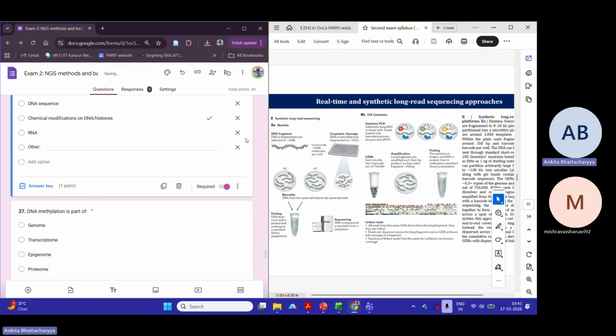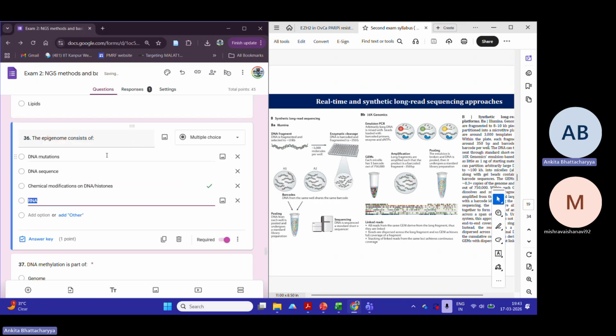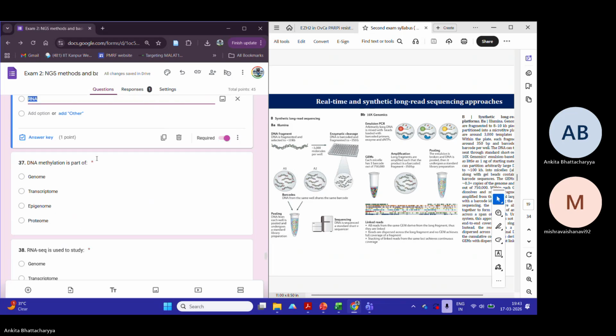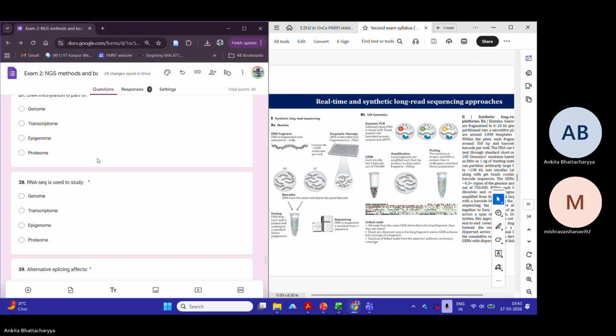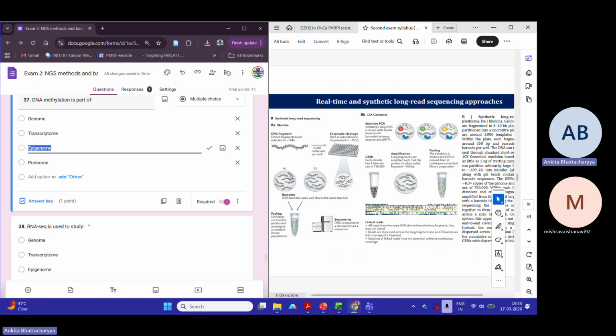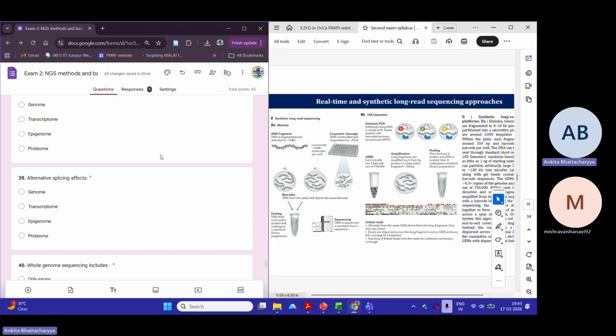Epigenome consists of DNA mutations, sequence, chemical modifications on DNA and histones. DNA methylation is part of genome, transcriptome, epigenome, or proteome. So in this case, it is an epigenetic or an epigenomic modification, which means the modification is not within the base sequence, but is instead deciding how DNA may or may not be expressed. So it's part of the epigenome.